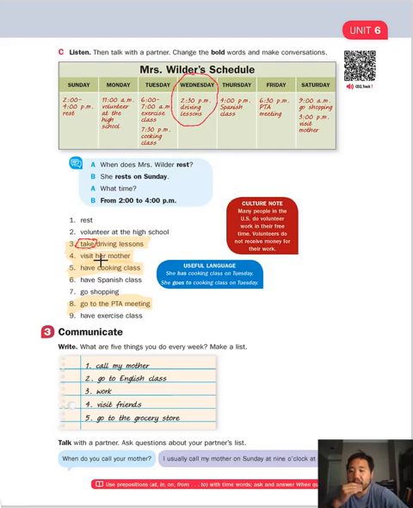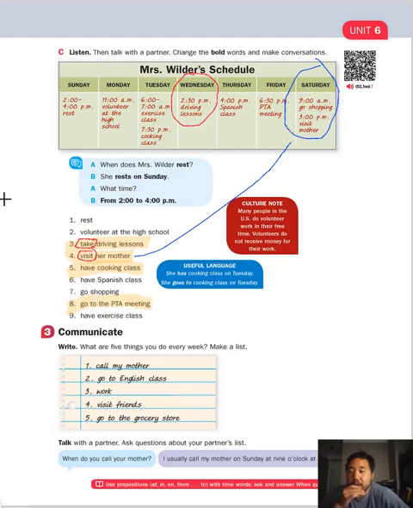Now number 4, visit her mother. So when does Mrs. Wilder visit her mother? She, so the verb is visit, visits her mother on Saturday. What time? At 3 p.m. So here you need to say she visits with an S, visits her mother on Saturday.